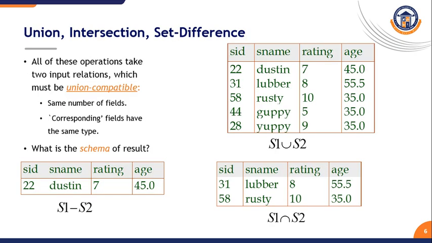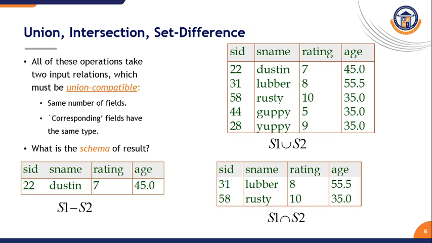The next one is union, intersection, and set difference. Now, union, intersection, and set difference all need two input relations. Without two input relations, we cannot perform any of these operations. There is a condition: they must be union compatible. That means two things. The first is the same number of fields. The second is that corresponding fields must have the same types. So if two relations are union compatible, what will be the schema of the result? Yes, it will be the same as the inputs.